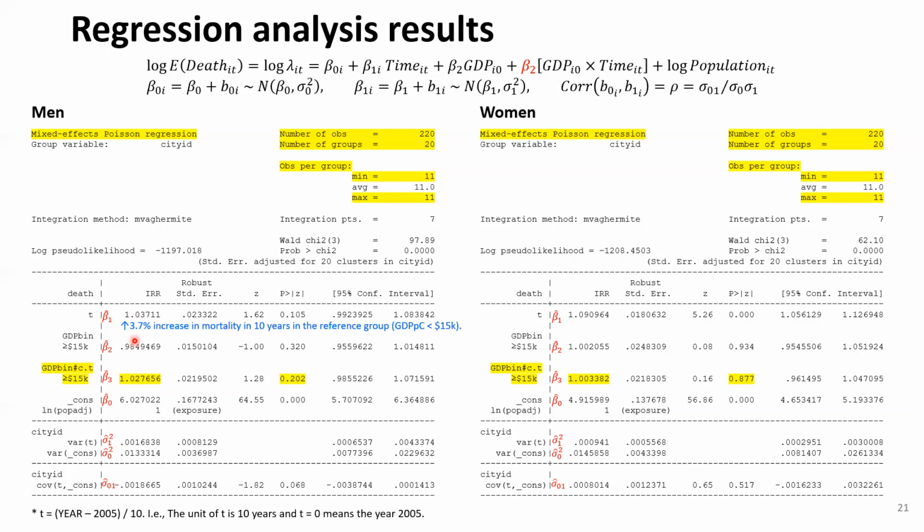And then let's interpret this one, the exponentiated coefficient for the interaction term. This means that the increase in mortality in the comparison group, meaning GDP more than 15,000, is 2.8% higher than the reference group. However, this difference was not significant. This is how we interpret the coefficient for the interaction term.